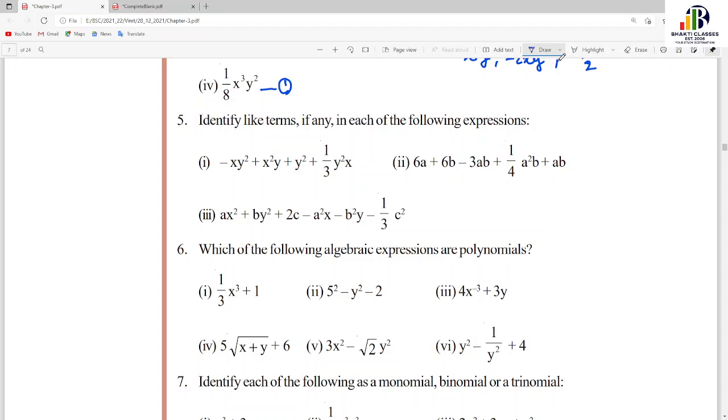Okay. Now question number 5. Identify like terms, if any, in each of the following expressions. I am underlining the like terms by different colors. So in the first expression there are no like terms. In the second expression there is only a single pair of like terms. In the third expression there are no like terms.